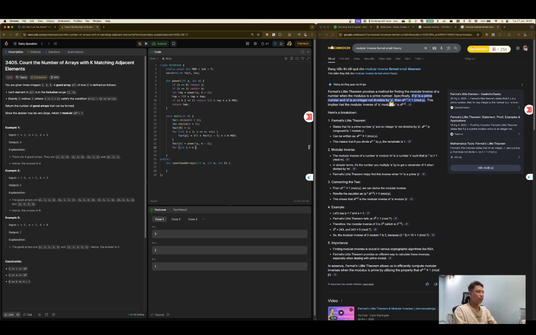So we need to calculate this. We can actually do it with the power in O(log n), but there's a way to calculate the inverse of every factorial using this formula. If you're interested, do some research about it later. The keyword is factorial inverse in O(n). You might not understand this if you're not familiar with it.